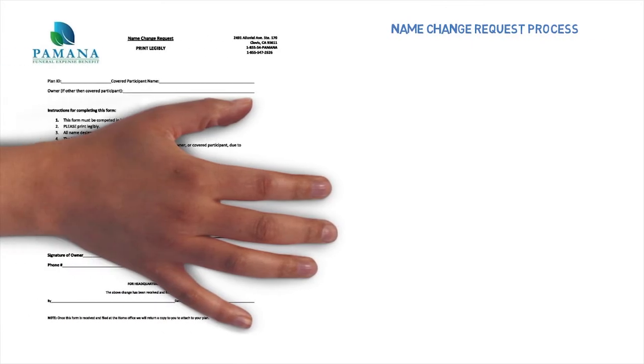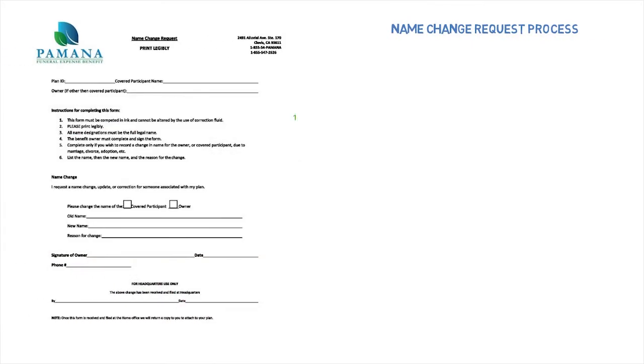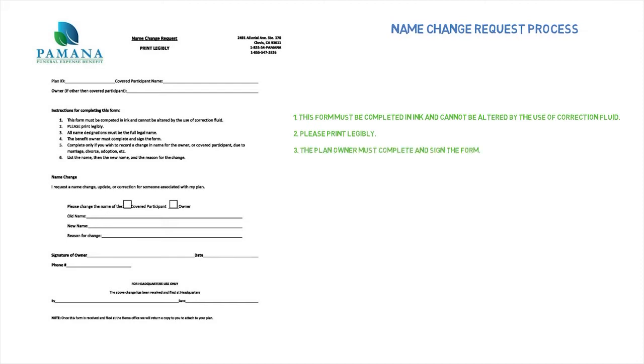Name change request process. Sometimes a participant may marry, divorce, or remarry, and for legal purposes the owner will request to change the name on the plan. To request a change of name, the following document must be completed. This form must be completed in ink and cannot be altered by the use of correction fluid. Please print legibly. The plan owner must complete and sign the form.